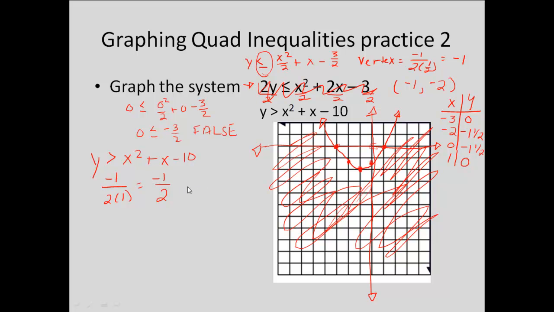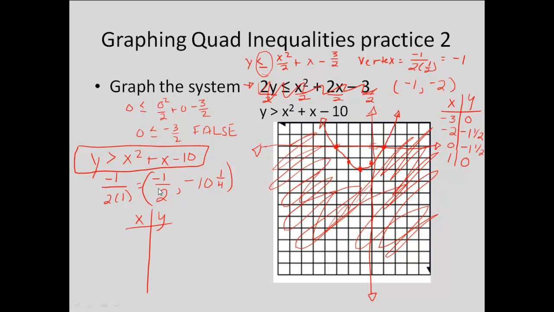Now to find the y-coordinate for my vertex, I need to plug it back into my equation to figure out the y value. Well, when I plug that back in, I end up getting -10 1/4. So my vertex is at -1/2, -10 1/4. Now I can do my table of values.